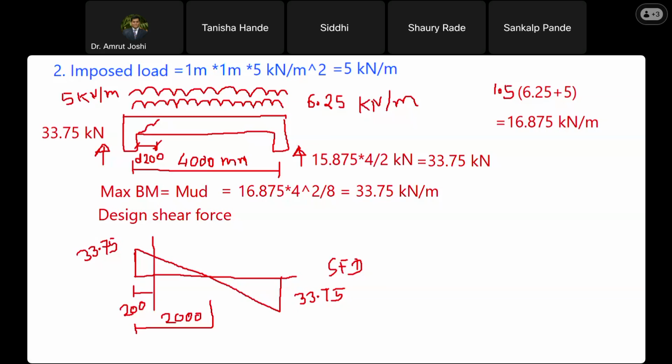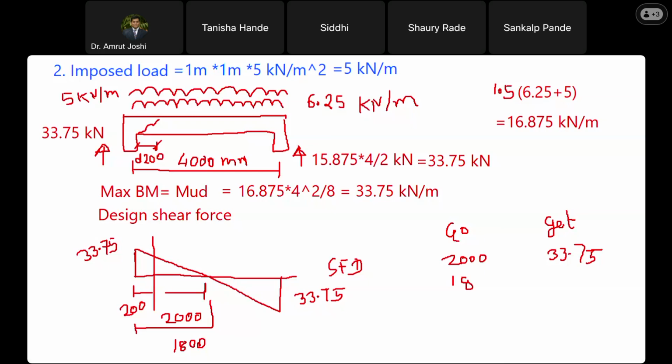Yes, sir. So go distance 2000 mm from midspan where the shear force is 0, and you get the shear force of 33.75. Happy? Yes, sir. So go distance how much? How much will this distance be then? 2000 minus 200, so isn't it 1800? Yes, sir. So go distance 1800 mm.